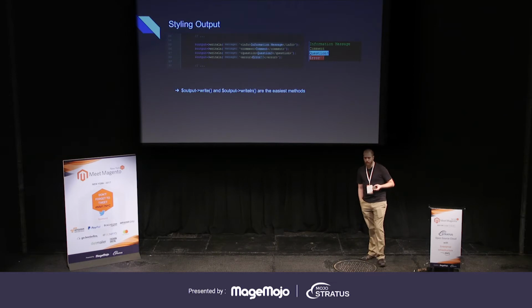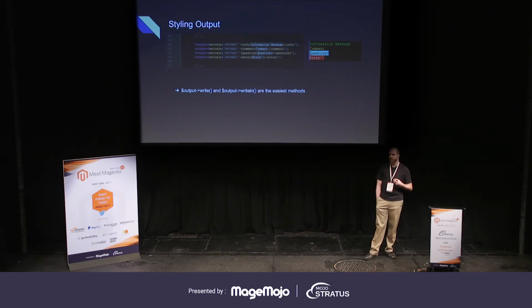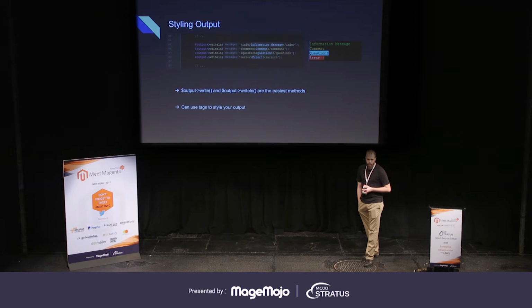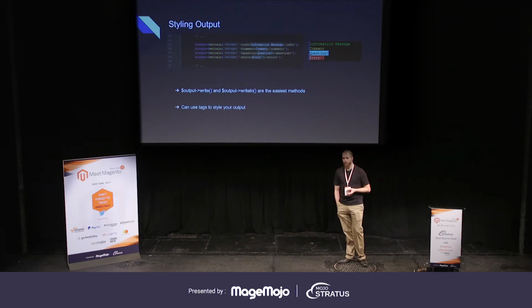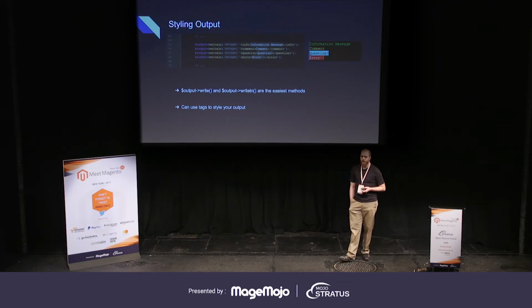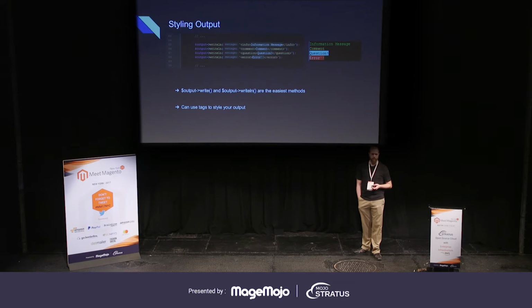Output has write and writeln. Really the only difference between the two is that if you do writeln, it adds a new line at the end of your output, whereas write won't add that new line. Like I said, you can use tags to style your output. There's an output formatter as well. So if you want to set your own tags and make up your own styles, you're able to set the tag and then use the tags within it instead of having to declare the colors and the options every time.